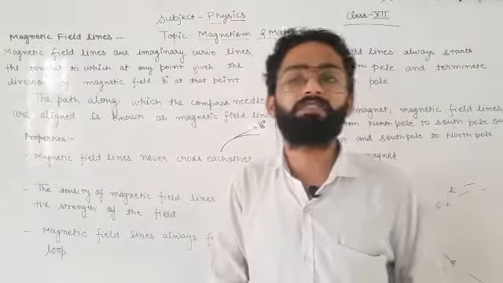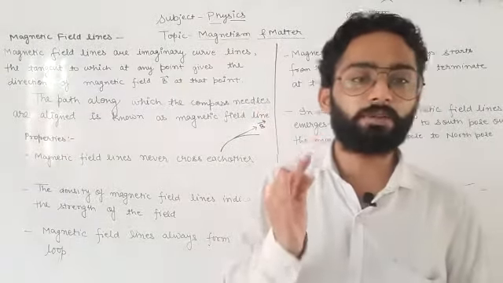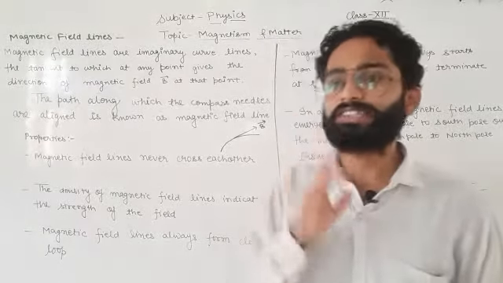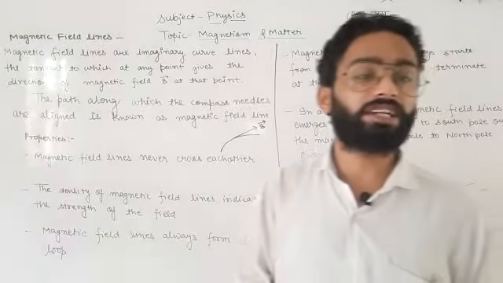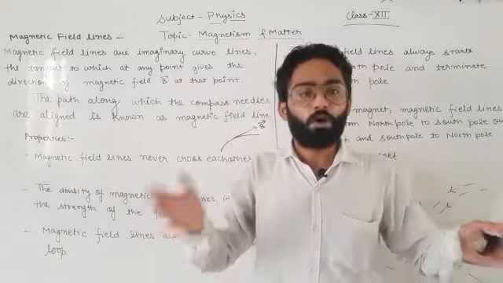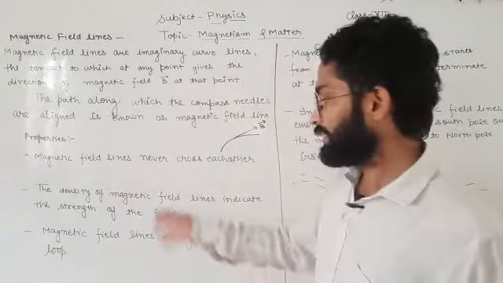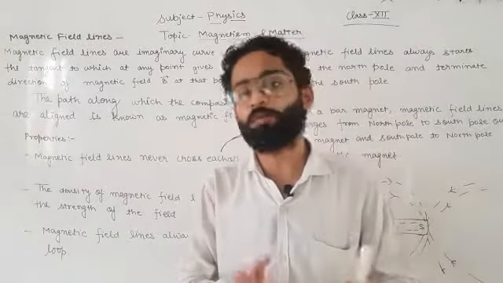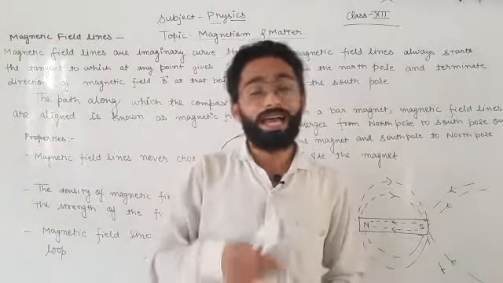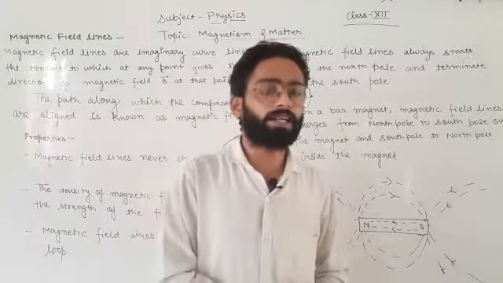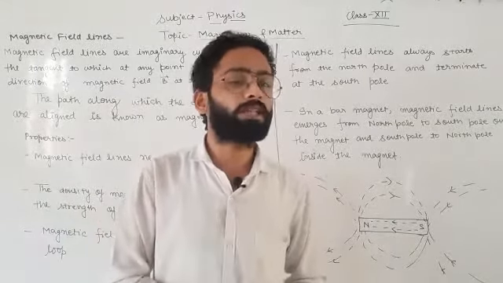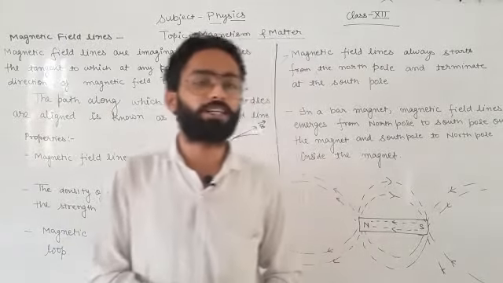Now the properties of the magnetic field lines, again I am repeating. The first and very important property is that the magnetic field lines never cross each other. The second property is that the density of magnetic field lines decides the strength of the magnetic field. The closer the magnetic field lines, the larger the strength. The next property is that magnetic field lines always form closed loops. Another property is that magnetic field lines emerge from the north pole and terminate at the south pole. For a bar magnet, the magnetic field goes from the north pole to the south pole outside the magnet and from the south pole to the north pole inside the magnet. I hope you are getting all these points.